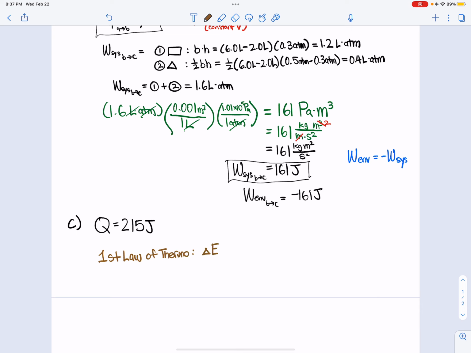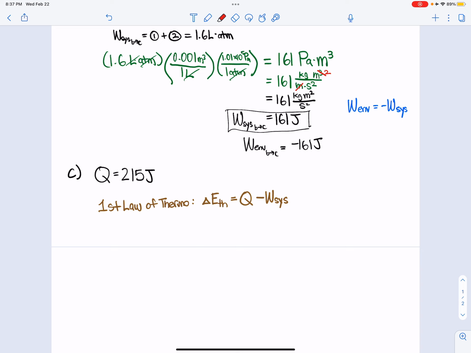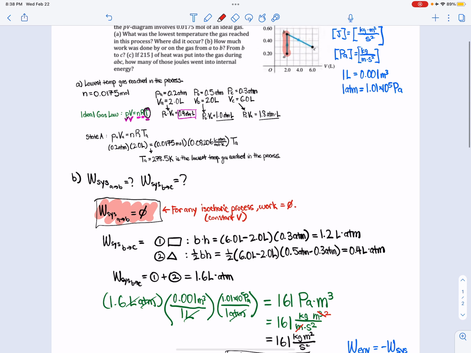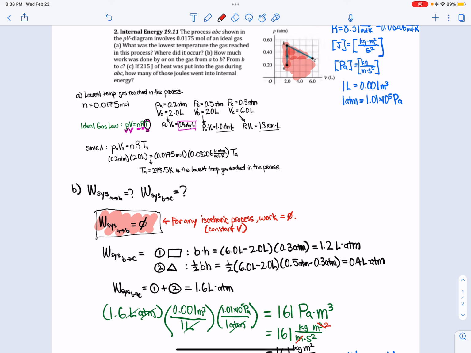is delta ETH, or internal energy, otherwise known as thermal energy, change in thermal energy, or change in internal energy, is equal to Q, which is heat transfer, minus work done by the system. Okay? And right now we want to find out how much energy went into thermal energy. Well, let's find out. So if this is what we're looking for, and this was given, Q equals 215, and work from the system we know, right? Work from the system from ABC: from A to B, work was 0 because it was an isochoric process, or constant volume right here. And then from B to C, we calculated the work here. That was the area of the triangle and the area of the rectangle.